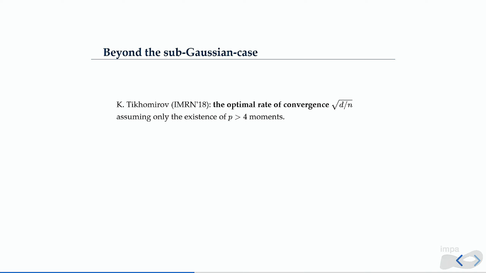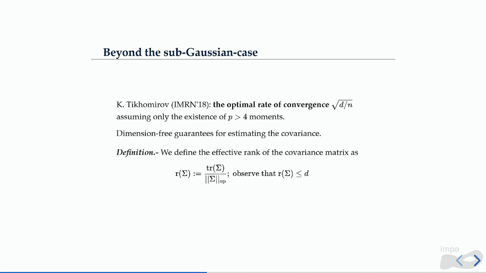This result by Tikhomirov is amazing. He proved the optimal rate of convergence, square root of d over n, just assuming bounded p moments for p greater than 4. Soon the literature moved, and they wanted bounds that do not depend on the dimension, but rather on the effective rank of the covariance matrix, that is the trace of the covariance over the operator norm. This is between 1 and d.